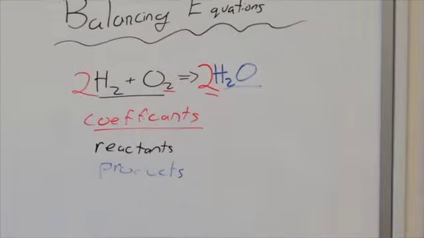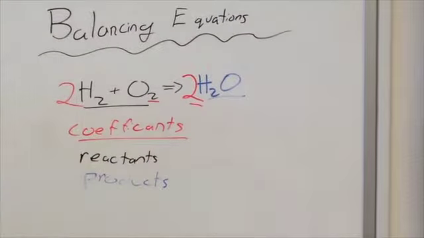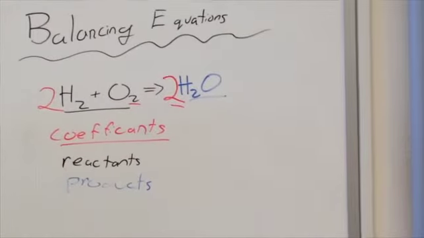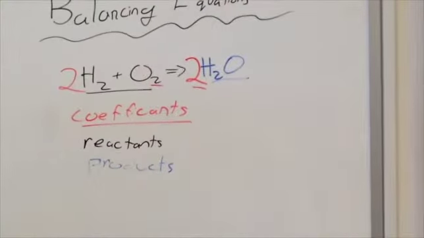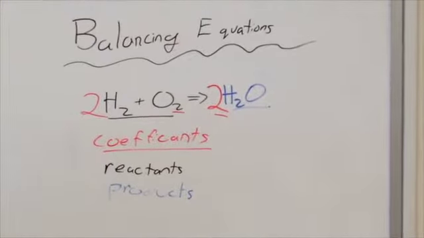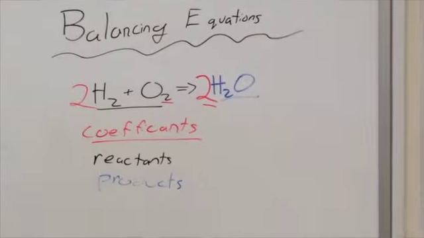Now, reactants. Reactants are on the left side of the equation, the part that the arrow is pointing away from. Those create the products, which are on the right side of the equation. The arrow is pointing to them.